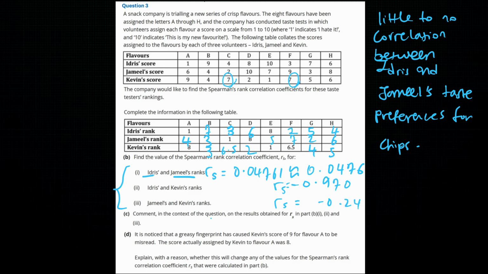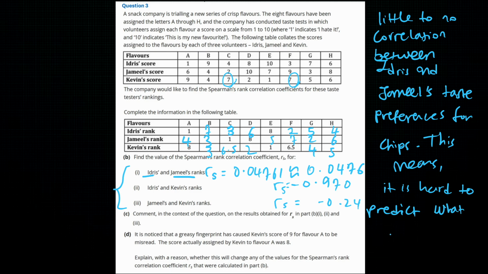This means, remember, for comment questions you have to refer back to the context that you're provided with. This means it is hard to predict what one will like based on what the other likes. That is the kind of expectation.